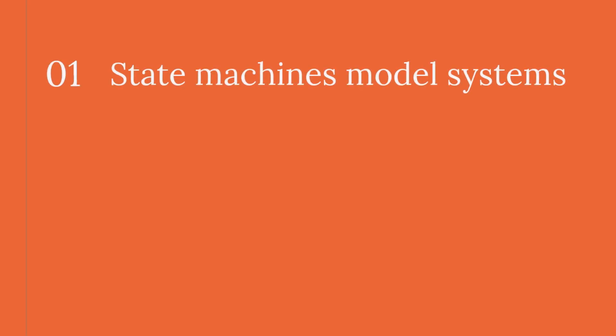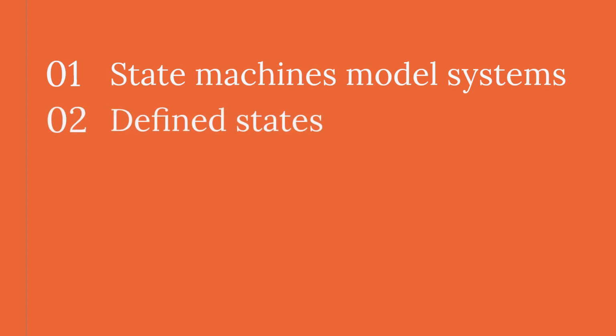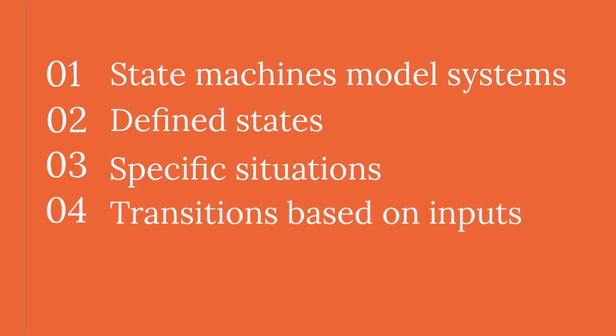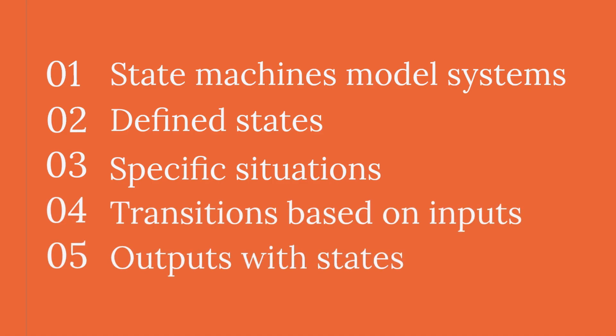State machines model system behavior through defined states. Each state represents a specific situation the system can be in. Transitions occur based on inputs or events, moving the system from one state to another. Outputs or actions are associated with states or transitions. This structured approach ensures predictable system behavior.